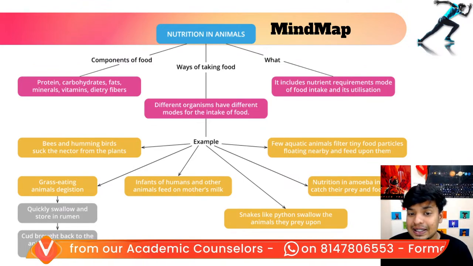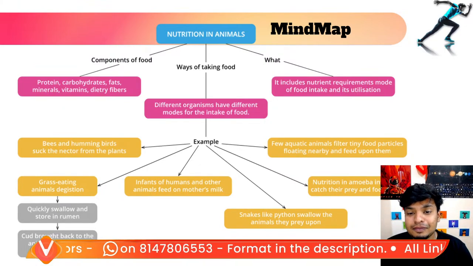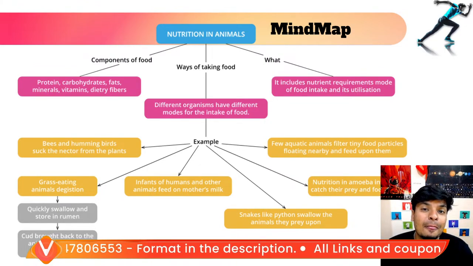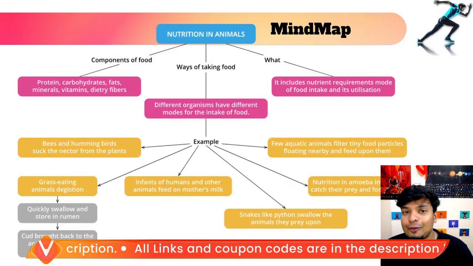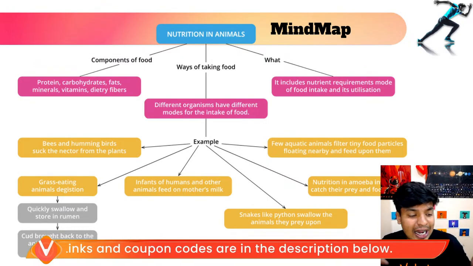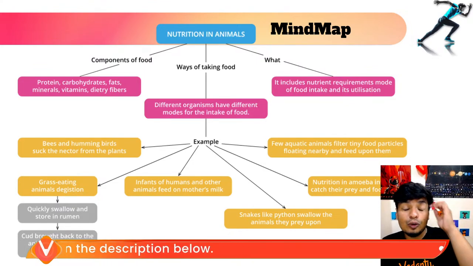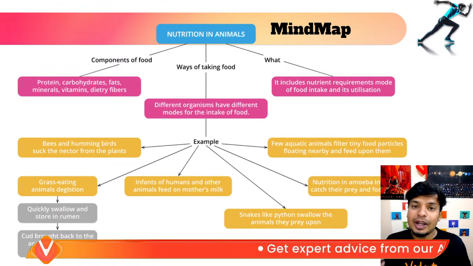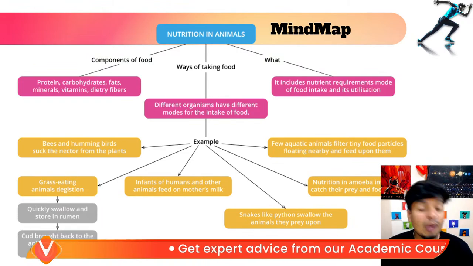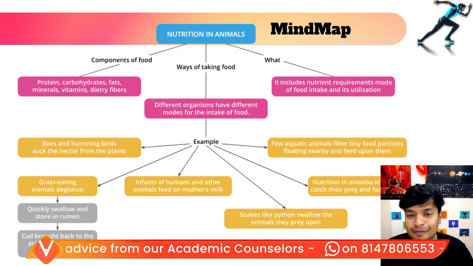We have ruminants. Snake swallows the food fully. What about amoeba? Amoeba uses its body part called pseudopodia, false feet, in order to travel and trap the food and eat it. A few aquatic animals do filtering. They filter out tiny food particles floating nearby and they feed on them. What about infants, babies? They also depend on the mother's milk, isn't it?